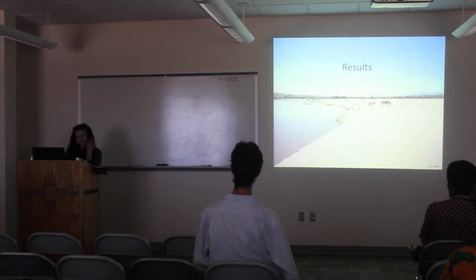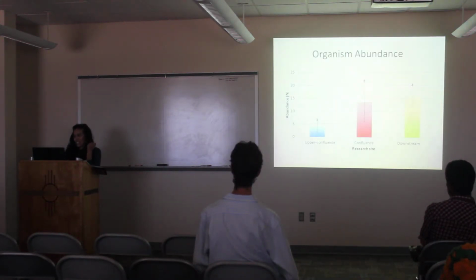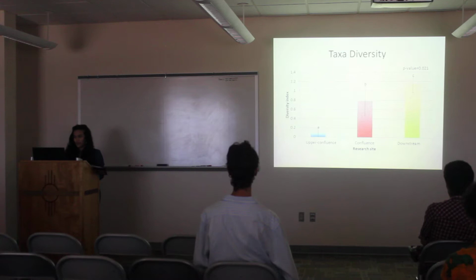So what did we come up with? When I looked at overall abundance, there was no significant difference. However, we do see a trend, and it appears that downstream had the most abundance. When I analyzed the taxa, we did have a significant difference.